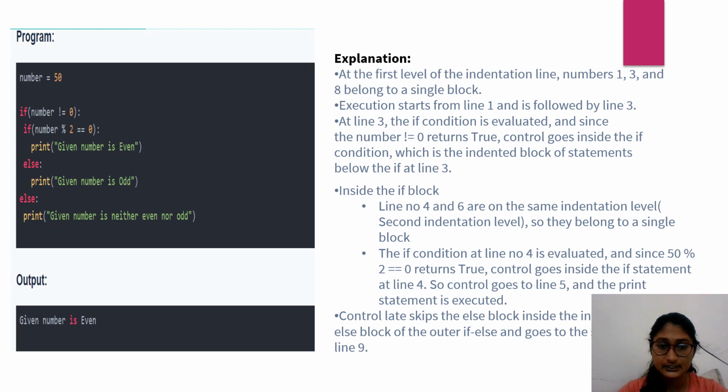The if condition at line number 4 is evaluated and since 50 % 2 is equal to 0, it returns true. Control goes inside the if statement at line 4. So control goes to line 5 and prints the statement. Control skips the else block inside the indentation, as the block of the other if else goes to the other line called line 9.